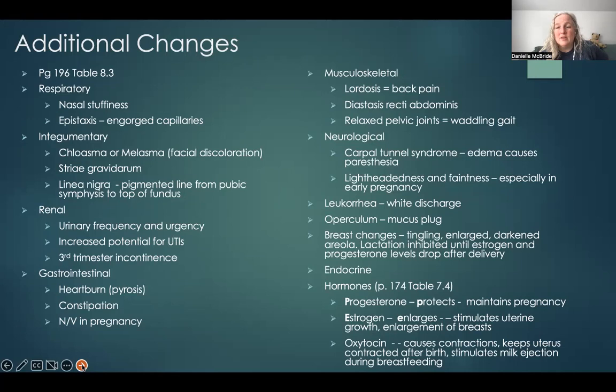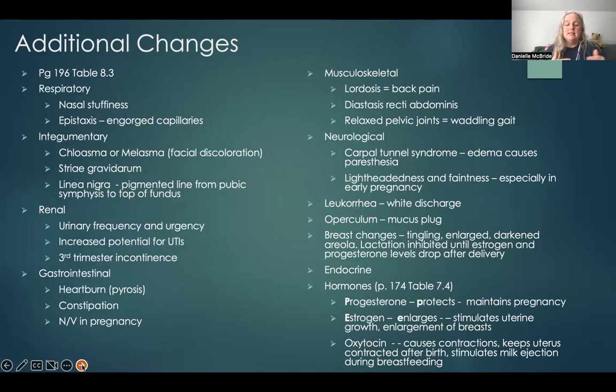Gastrointestinal, lots of stuff going on with the GI. So we've got morning sickness, we've got constipation, we've got heartburn, and lots of education and teaching that goes with those. Musculoskeletal, lordosis. Lordosis is going to be, so when she's pregnant, her body is compensating because of change of gravity on her body. So she's going to kind of become more like have that sway back. And so that can lead to back pain. So especially women who are on their feet a lot at work at the end of pregnancy and stuff like that, oftentimes their back is really sore.